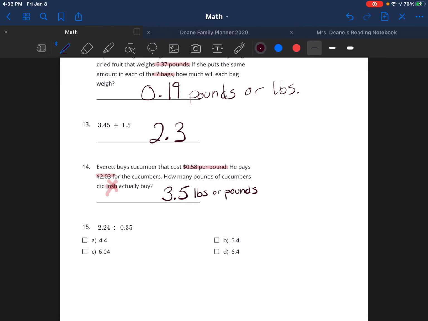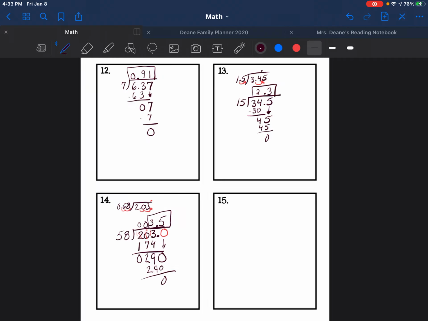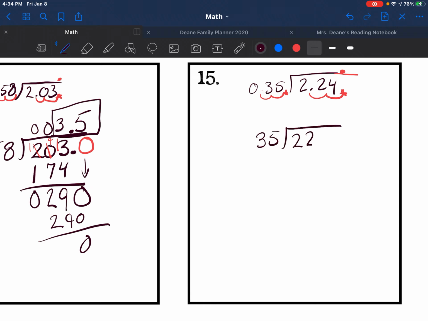In our last problem, we have 224 hundredths divided by 35 hundredths. So last time to the work paper. And our original problem would look like this. And you don't always have to rewrite them. I just like to rewrite them. I don't like to have it messy. So when I rewrite it, it looks like this.